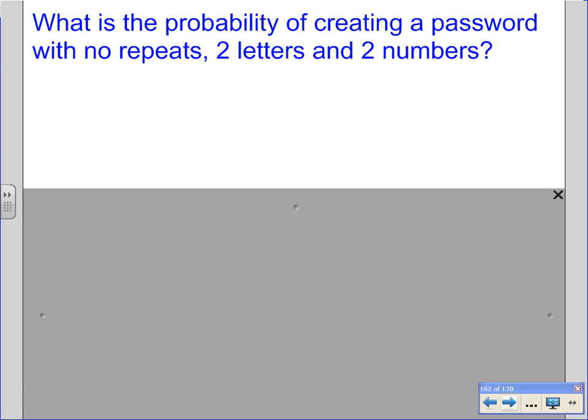So find the probability of creating a password with no repeats, 2 letters, and 2 numbers. And when you get an answer, put your hand up. You can write it at the top of your notes or on the side. Awesome. Good job. Is that your answer? Okay.